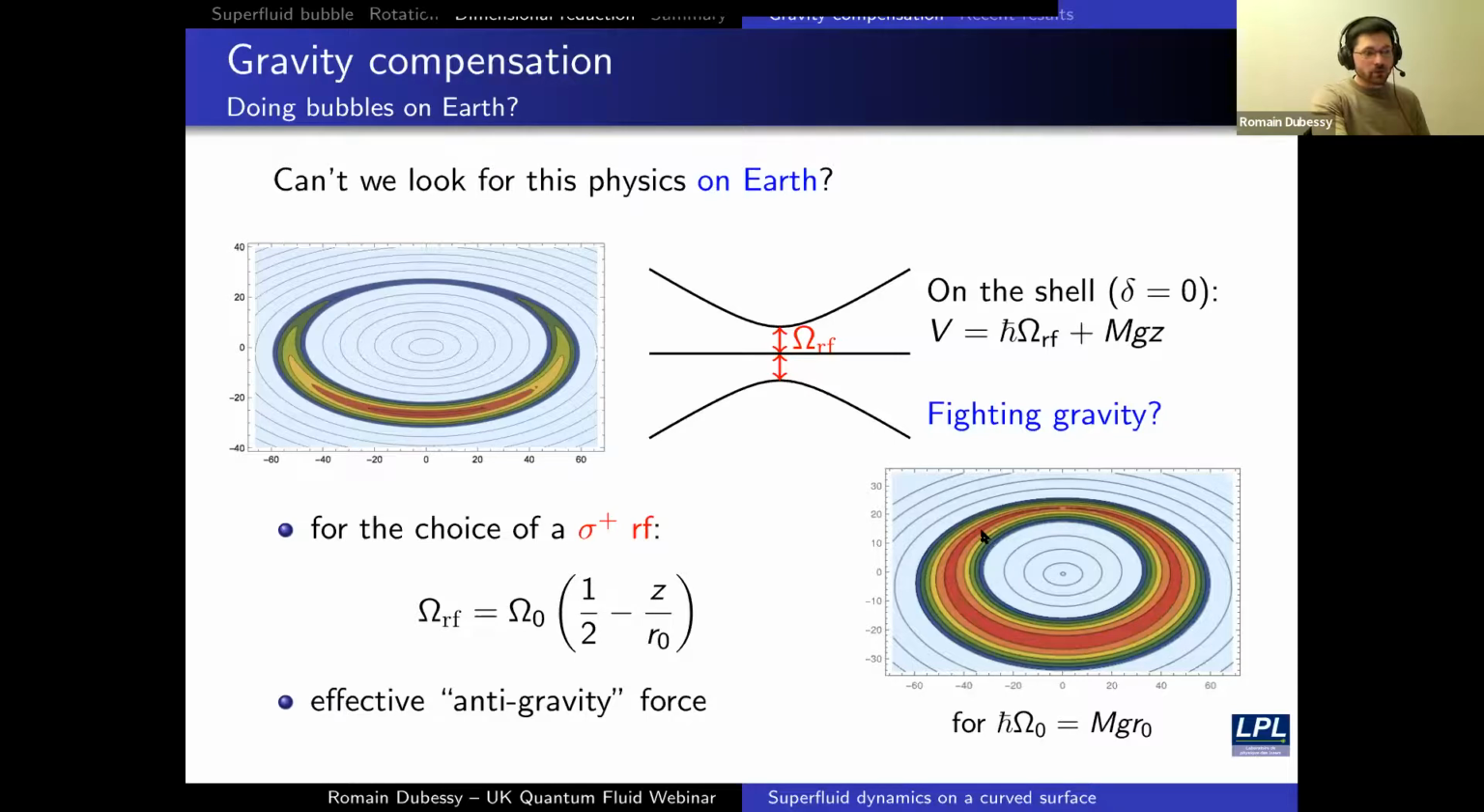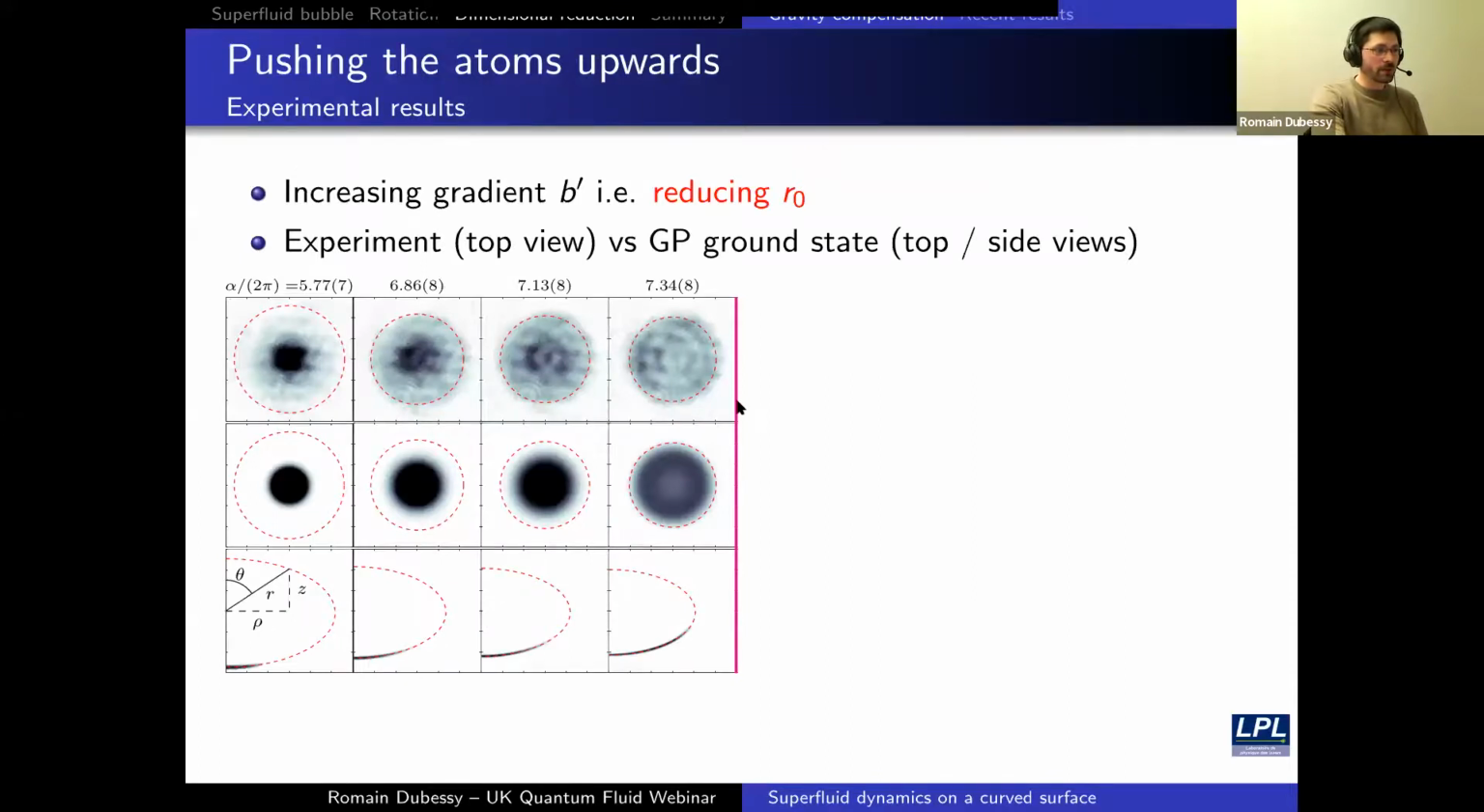And so we try changing the bubble radius, which is a rather simple experiment. You just need, for example, to increase the magnetic field gradient of the quadrupole trap. So we tried that in the experiment. And what we have seen is that indeed, this way, you can have the atoms expand on the surface.